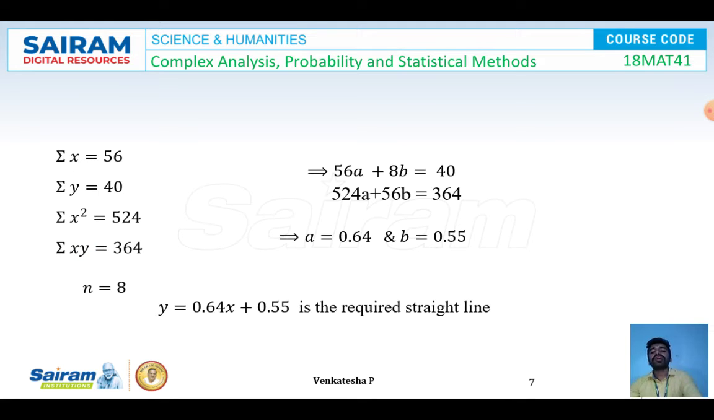Now I am going to replace these values in the normal equations. So I got the equations 56a + 8b = 40 and 524a + 56b = 364. This 8 has been obtained by n = 8. Now solving these equations in the calculator by using equation mode, go for two unknowns and replace all these values. So you can solve these two equations. On solving, we got a = 0.64, b = 0.55. Now I am going to replace the values of a and b in the straight line equation. So y = 0.64x + 0.55 is the required straight line.